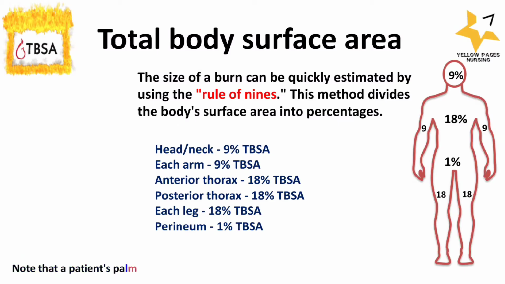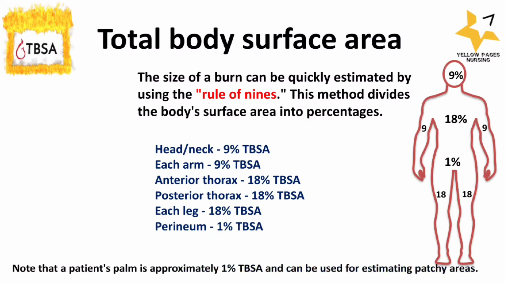Note that a patient's palm is approximately 1% of total body surface area and can be used to estimate the patchy areas. With pediatric patients, the head is a proportionally larger contributor to body surface area, while the upper legs contribute less. This difference is reflected in the slight differences noted in the pediatric patients.